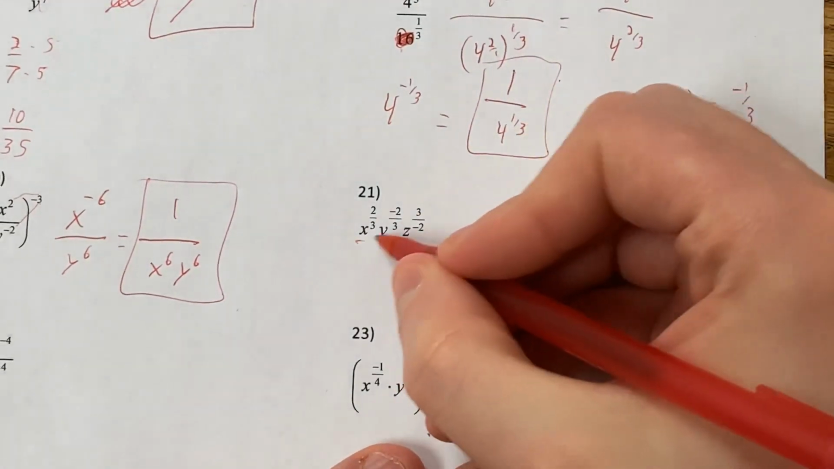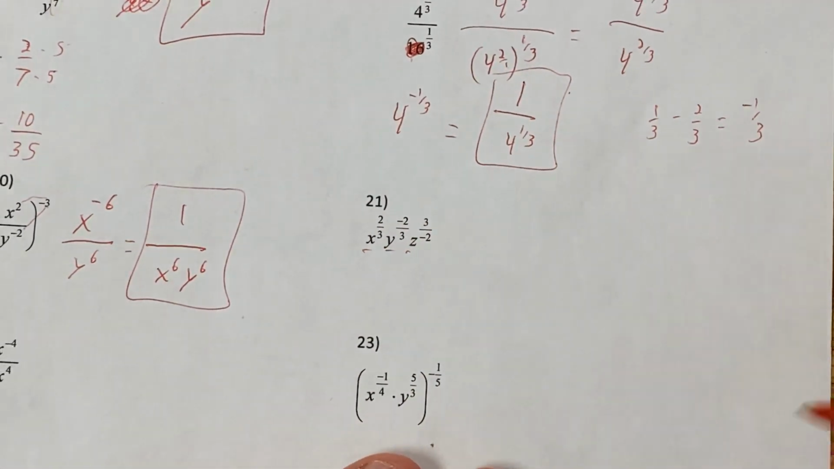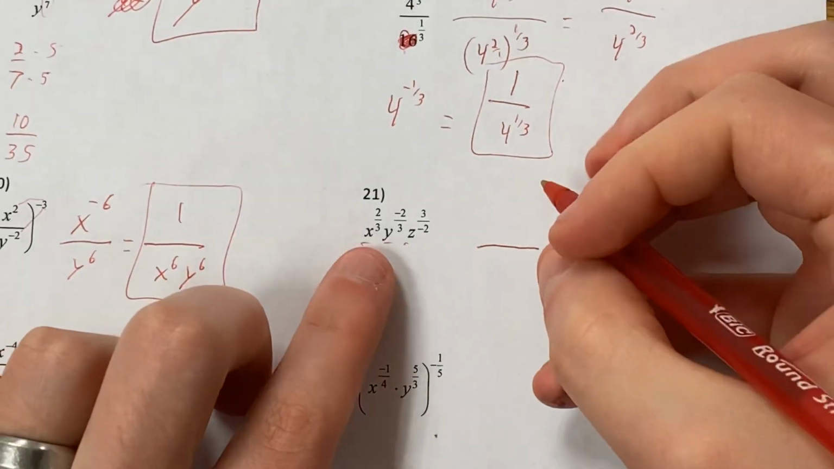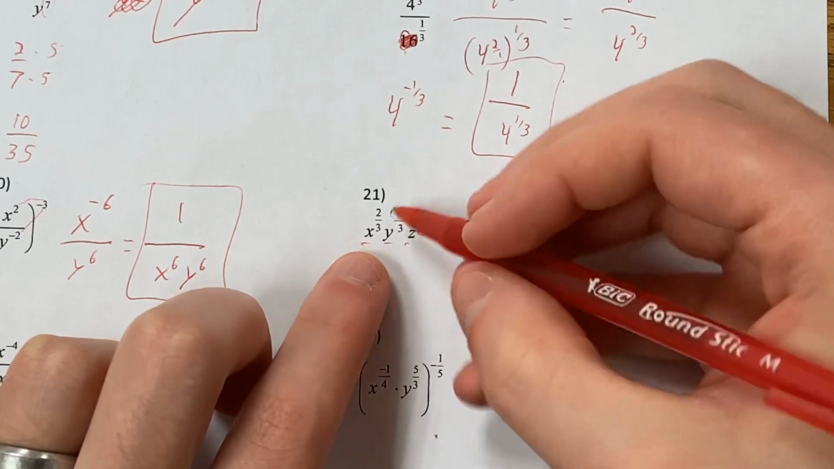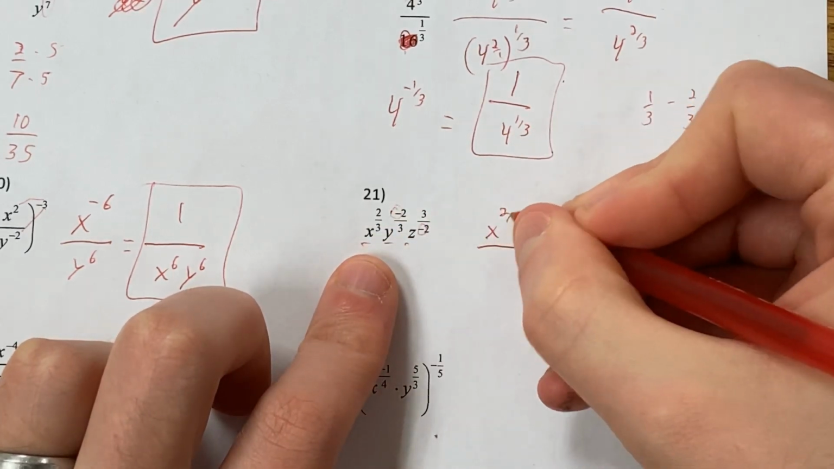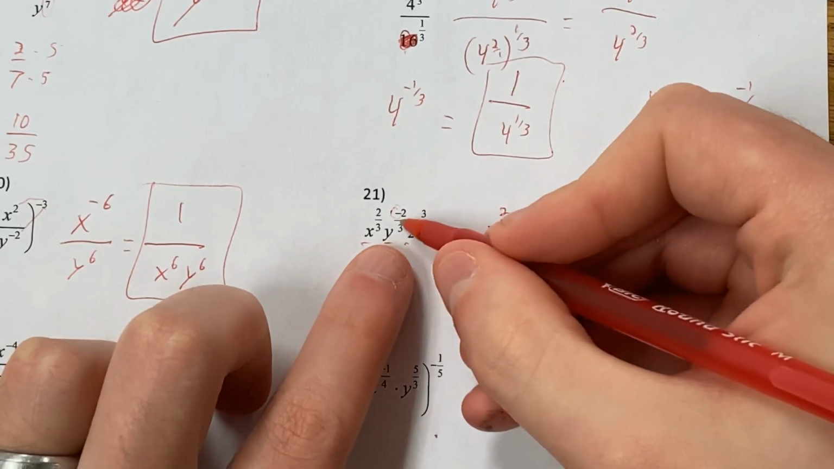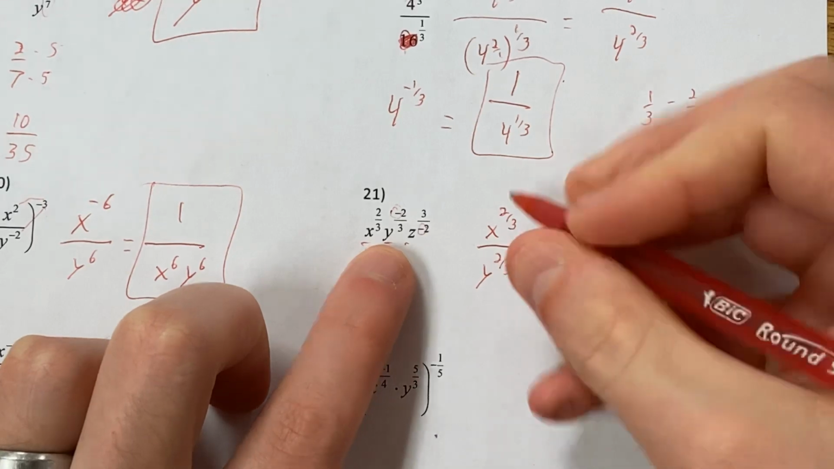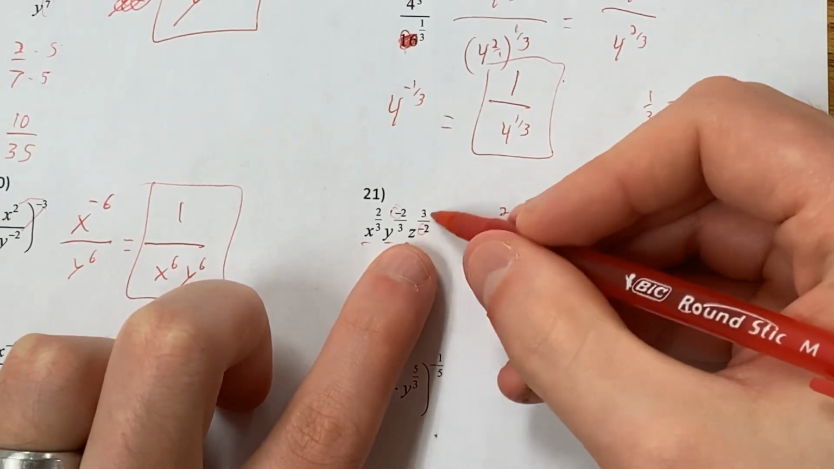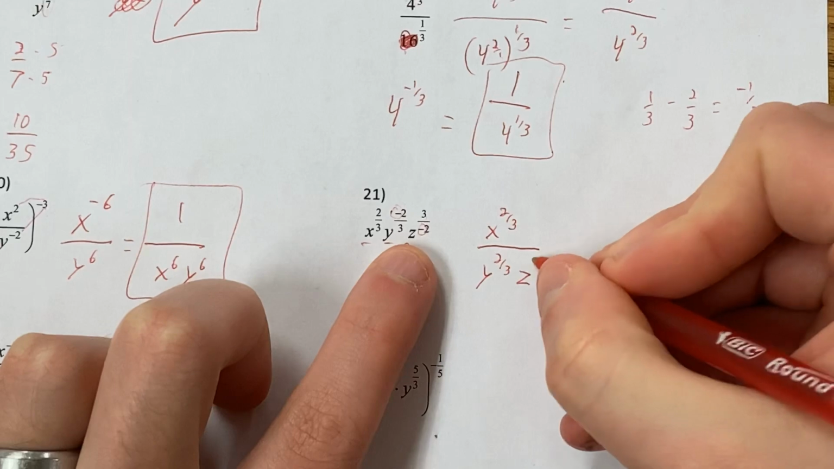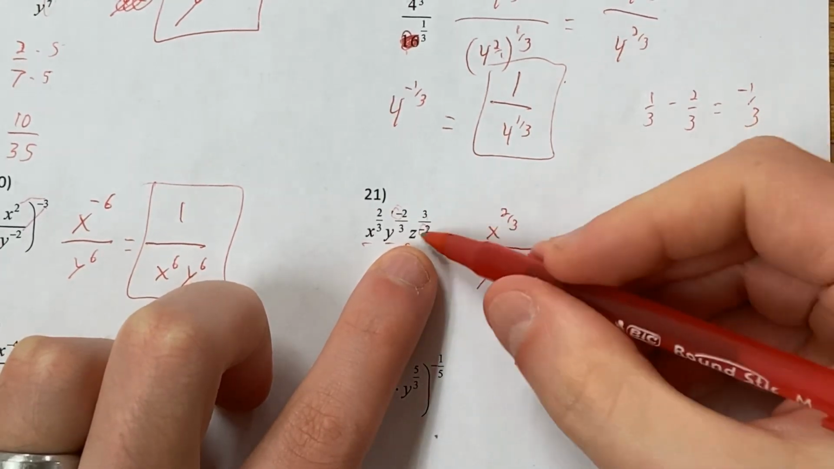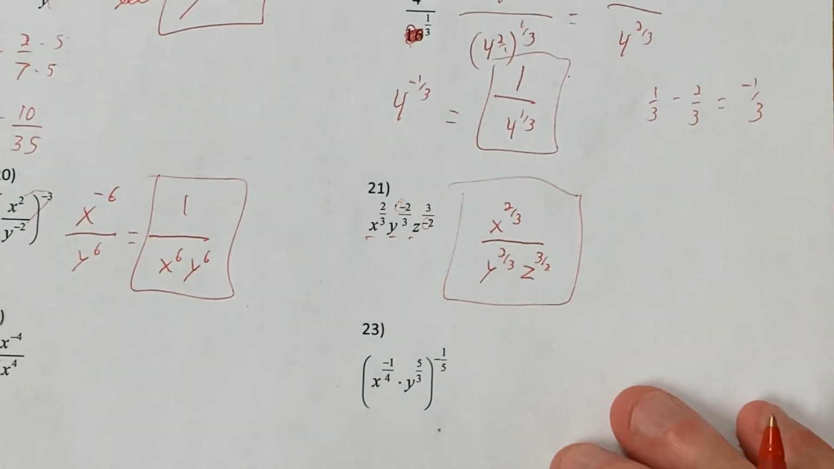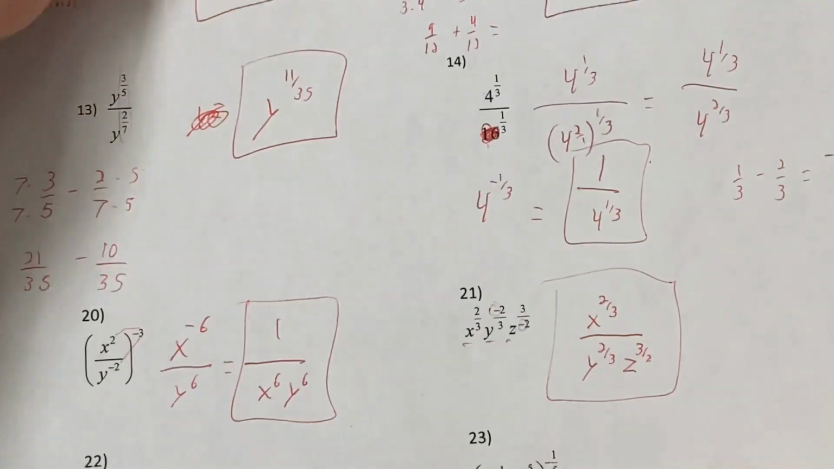21. X, Y, Z. There's nothing the same, so you can't combine any of them, which means the only thing you can do is the negative exponent stuff. X to the 2/3 is just going to stay x to the 2/3. Y to the negative 2/3 will switch to the bottom, positive 2/3 now. And z also negative, so it's going to switch out to the bottom and be 3/2. So it's just any negative stuff goes to the bottom. Any positive stuff stays up there. 2 more to go.